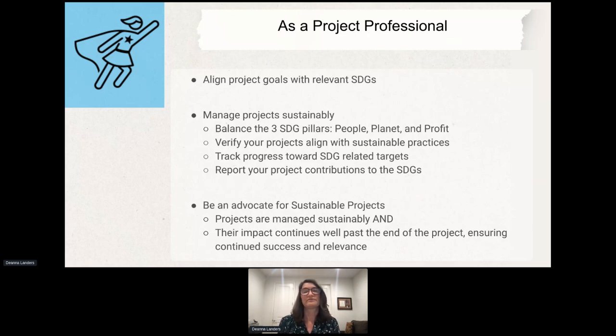As a project professional, this is the one that is so close to my heart. What we can do as project professionals is align our project goals to be relevant to the relevant SDGs. So I have a project that I was just talking about that was providing irrigation to a community in the Andes Mountains in Ecuador. That clearly aligns with clean water and sanitation, but it also aligns with no poverty.